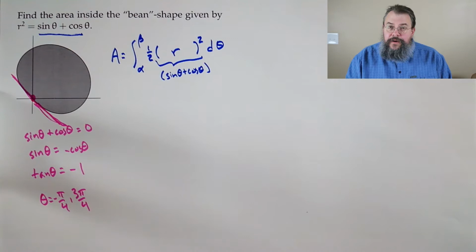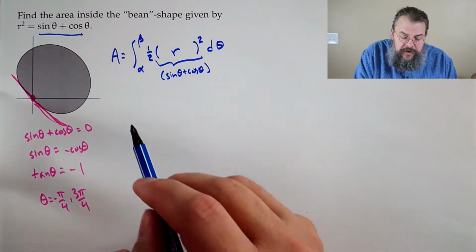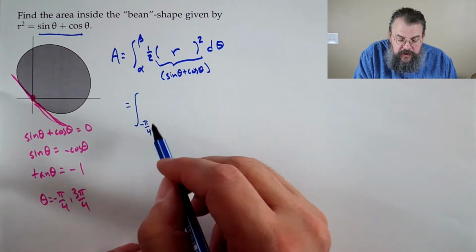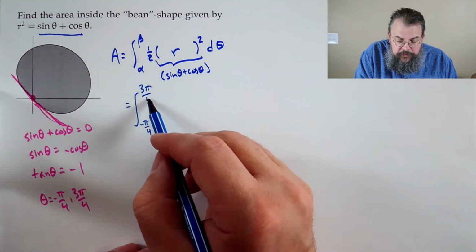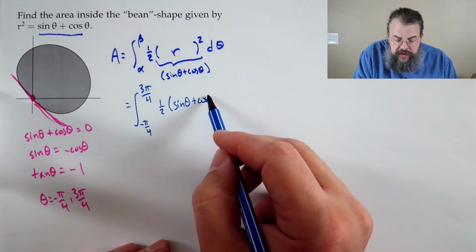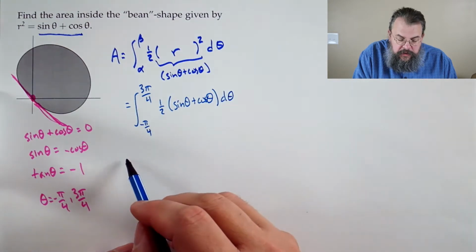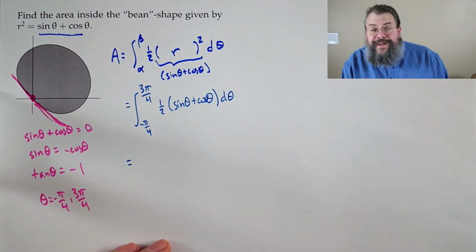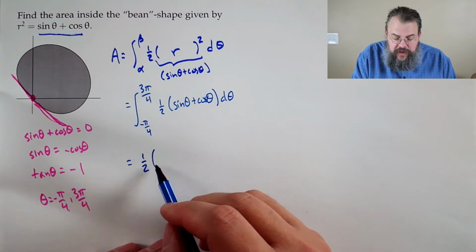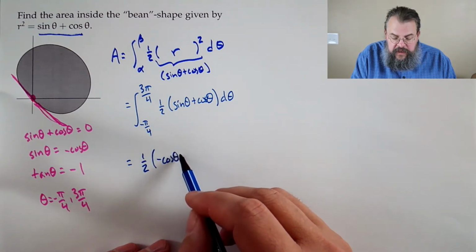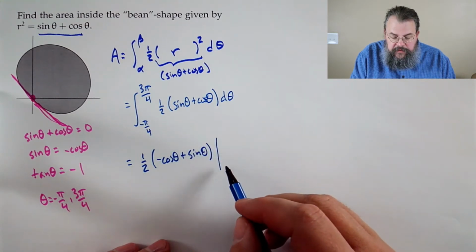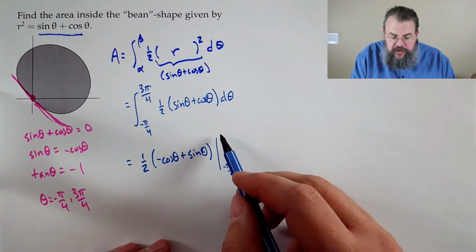Well, so now we know what to do. We have the integral from negative pi over 4 to 3 pi over 4 of 1/2 sine theta plus cosine theta d theta. Well, that's an integral we can do because we know the integrals of sine and cosine. So you get 1/2 the integral of sine, negative cosine. The integral of cosine is positive sine. And we're going to evaluate from negative pi over 4 to 3 pi over 4.